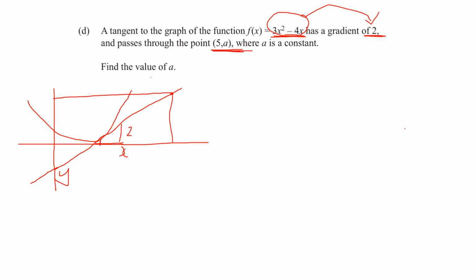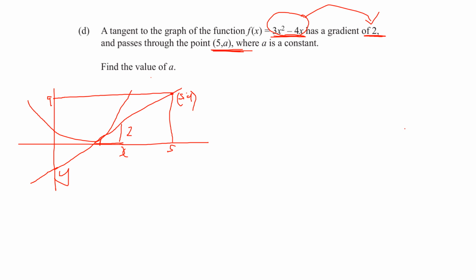So we're saying at this, right? So this would be 5, this point here. This would be our 5 here, and this is a. So this is 5a. So we've been asked to find the gradient. So what do we do?